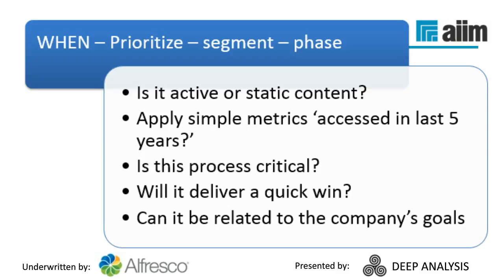But if a piece of content has never been accessed once in the last 5 years, why is it still sitting in an expensive system? Maybe you can simply get rid of it. Maybe you move it to the cheapest possible storage that you can find. But it shouldn't be sitting in a live, expensive ECM system. There's no logic there. So think up some metrics of your own. Maybe that 5 years becomes 10 years for you. I don't know, but defining what's active and what's static is a fantastic and simple step to do right at the beginning of your project.